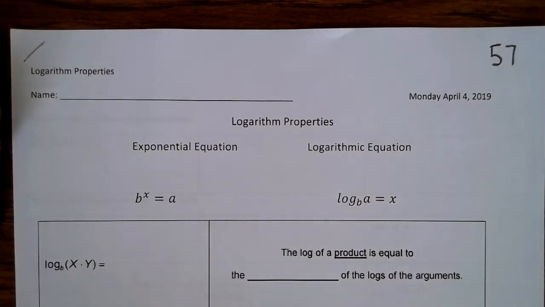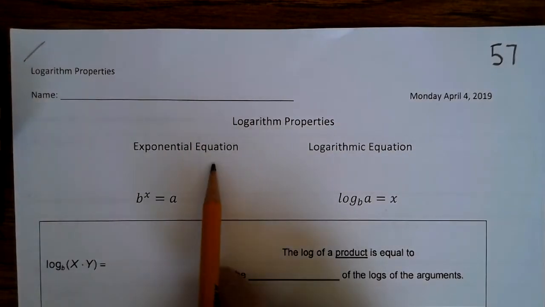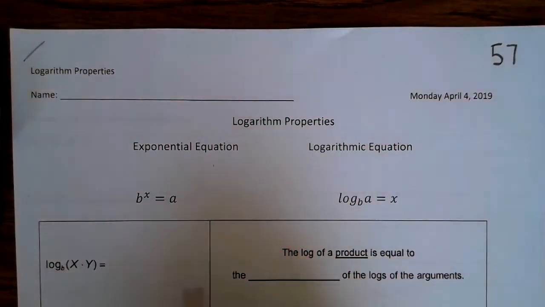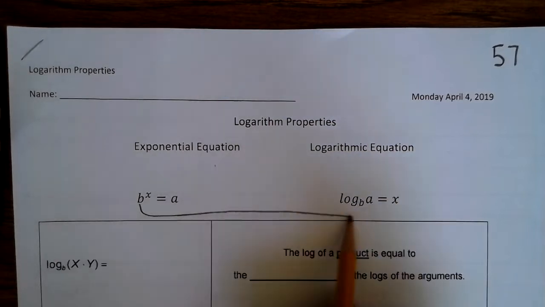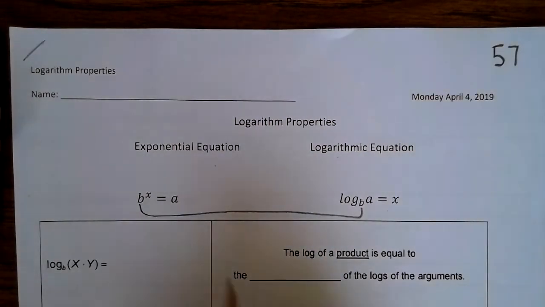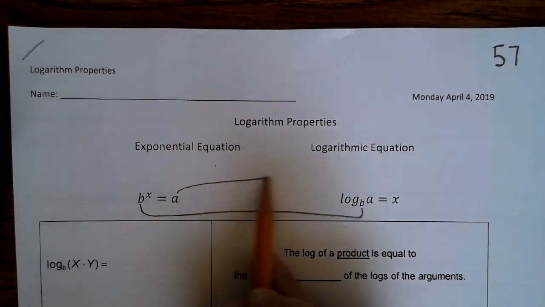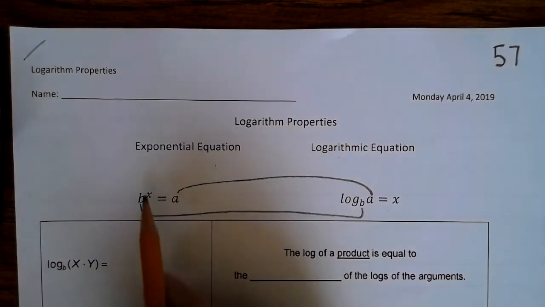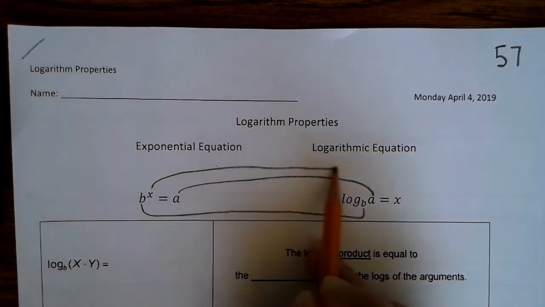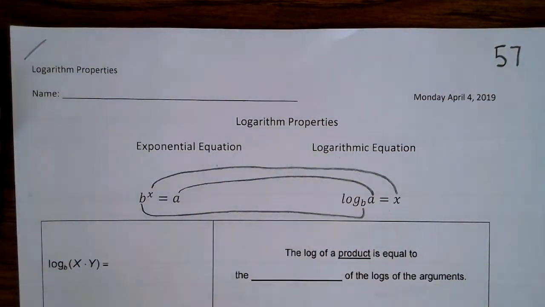Okay, Logarithm Properties. So you have an exponential equation and a logarithm equation. And what I want you to know is the b in the exponential is the same b in the logarithm equation. The a in the exponential equation is the same a in the logarithm equation. And then the same thing with the x.